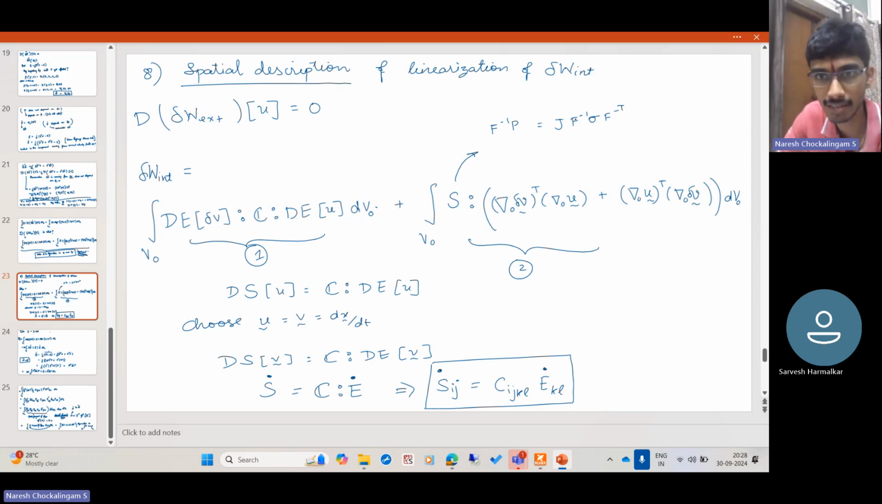So S is basically the scaled pullback of sigma, and then this part also. So this gradient, the gradient with respect to material coordinates can be written as some. So this is nothing but ∂/∂X_j of something, and it is ∂/∂x multiplied with ∂x/∂X. So if I put some I, J, something like this.